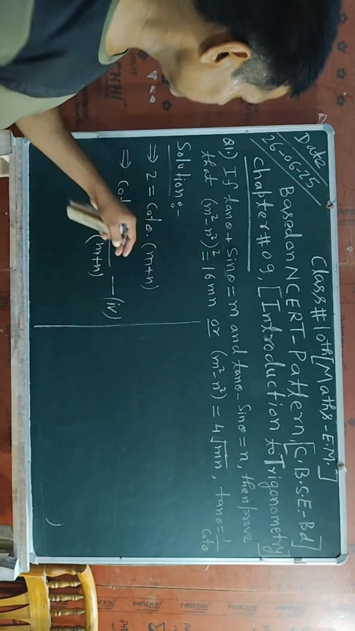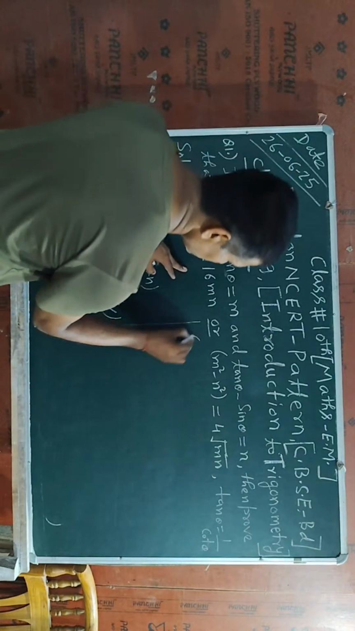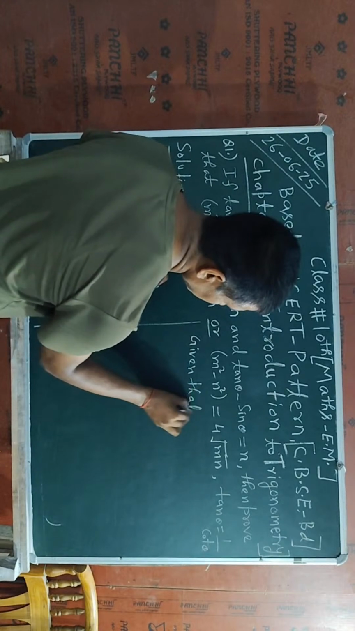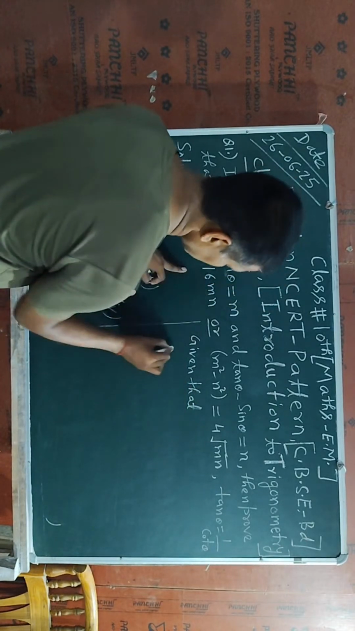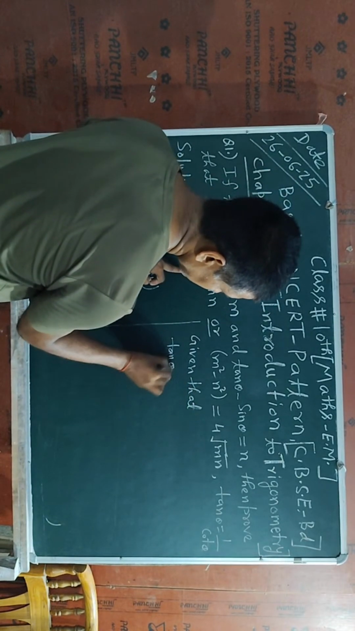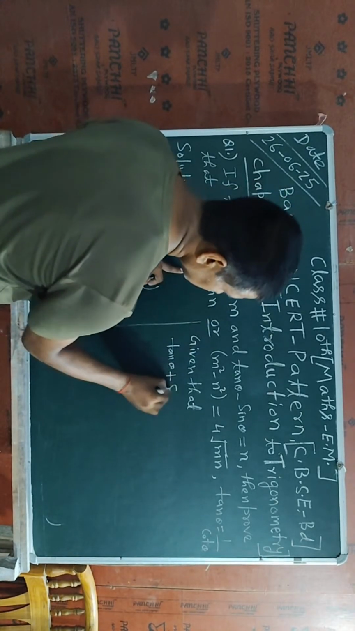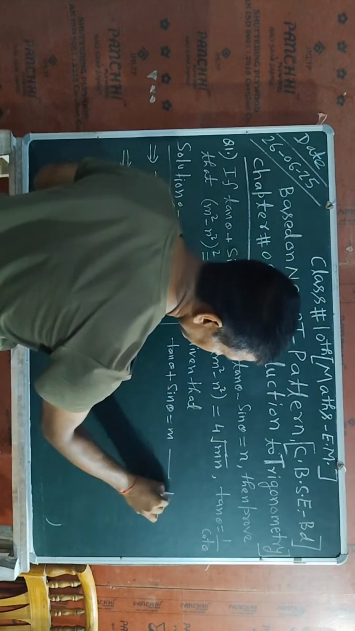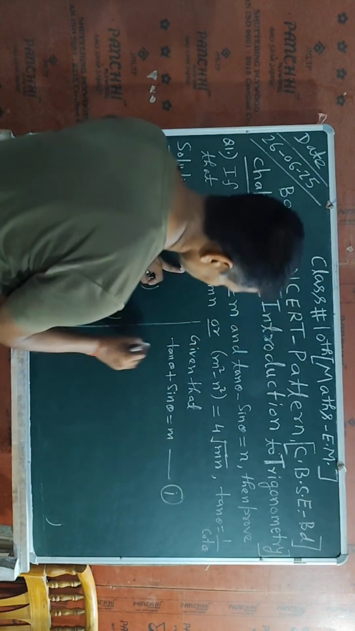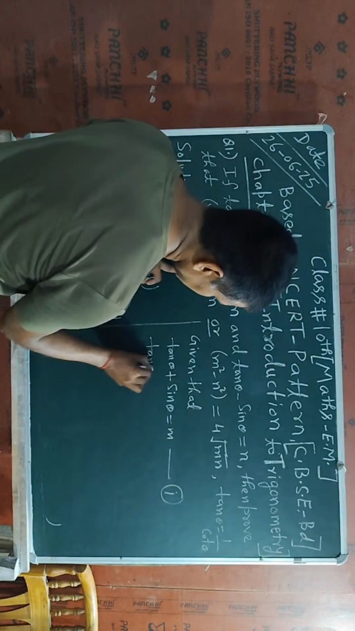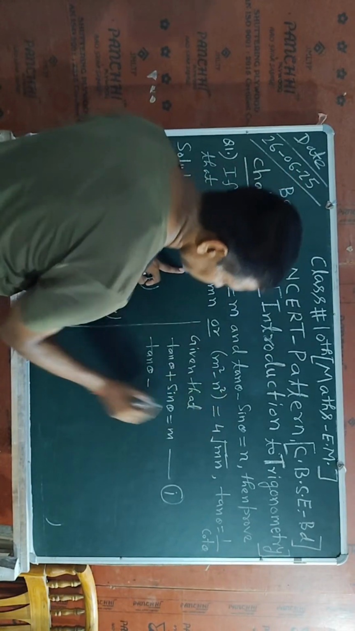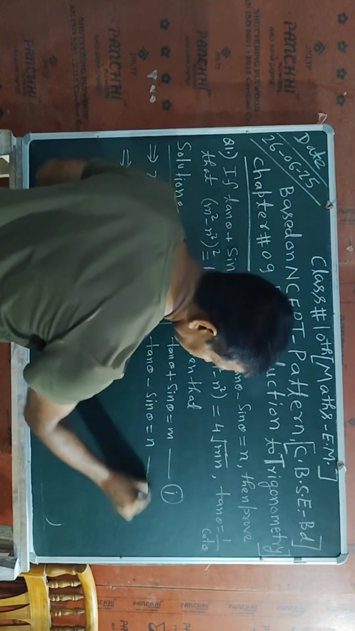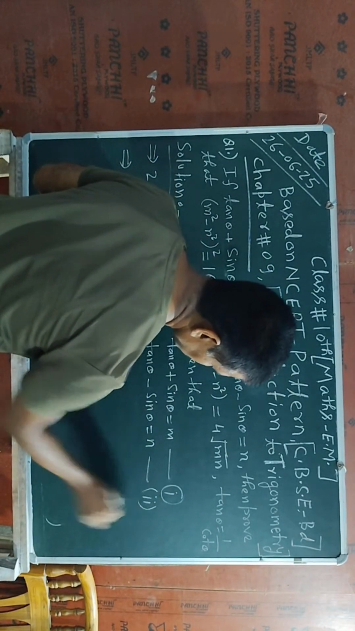Now I am going to write the given information here. Given that tan theta plus sin theta is equal to m. I have already written this here as equation number 1. And tan theta minus sin theta is equal to n. I have already written this as equation number 2.